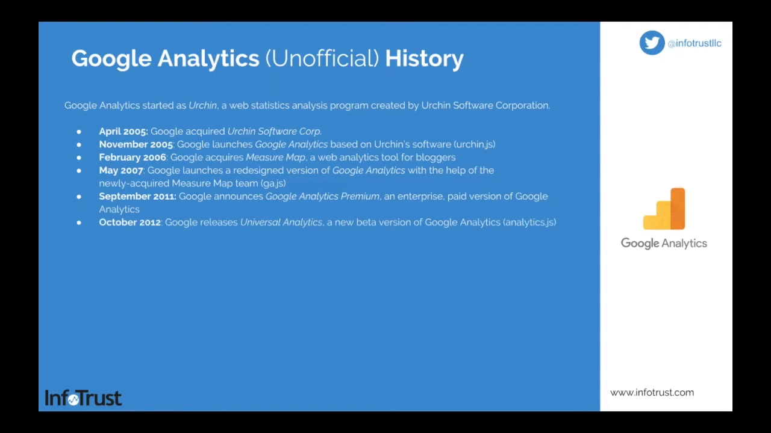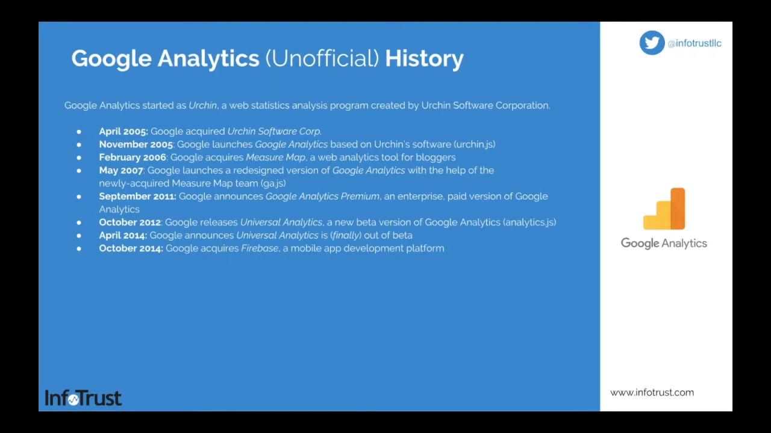Now, in October of 2012, for all of you that have been using GA for a while, Google released Universal Analytics, which was a new beta version of Google Analytics, and the tracking library for you nerds is analytics.js. In April 2014, Google announced that Universal Analytics is finally out of beta. It was a very long time. We got a lot of questions about that at the time. How long is Universal Analytics going to be in beta? And we just kept on saying, we're not sure, we will let you know.